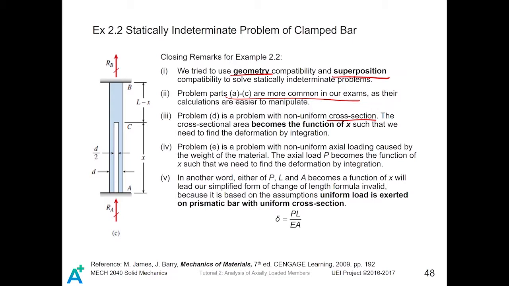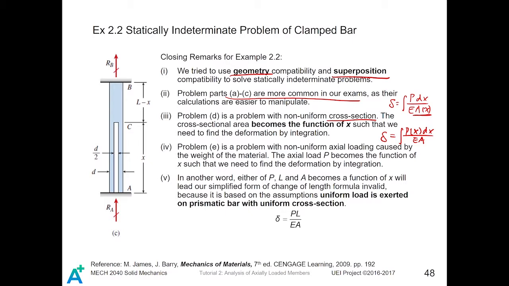That is, for the integral delta equals to P dx over E Ax. In this case, Ax is a function of x. That means you have to integrate this function with respect to x so that you can find the deformation. For problem E, Ax, although it's not a function of x, but P is a function of x. So for problem E, you should use this formula. The deformation equals to integration of Px dx divided by EA.